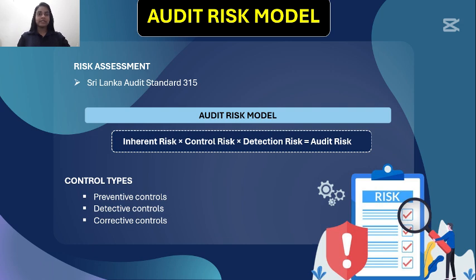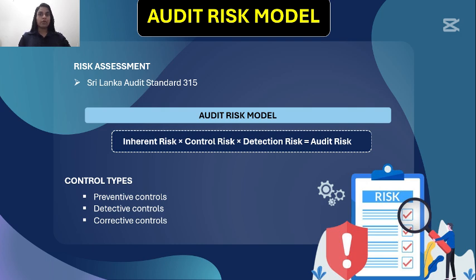Audit Risk Model. Risk assessment based on the Sri Lankan Audit Standard 350. This equation highlights the key components of the audit risks. Inherent risks: the risks that material misstatement exists in the financial statements before considering the internal controls. Control risks: the risks that the company's internal control fails to prevent or detect the material misstatements. Detection risks: the risks that the auditors fail to detect the material misstatement during their procedures.